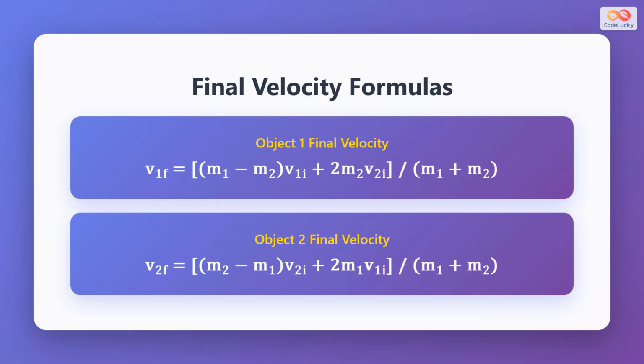By combining the conservation laws, we can derive formulas for the final velocities. For object 1, v1f = ((m1 − m2) v1i + 2m2 v2i) / (m1 + m2). For object 2, v2f = ((m2 − m1) v2i + 2m1 v1i) / (m1 + m2). These formulas allow us to calculate the velocities after collision given the initial conditions.